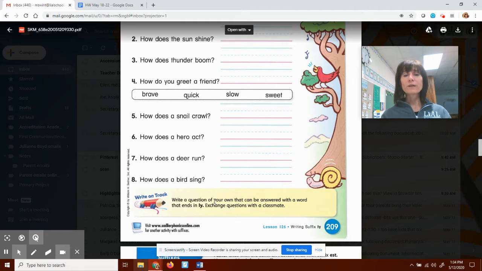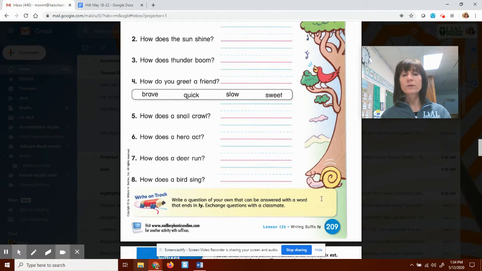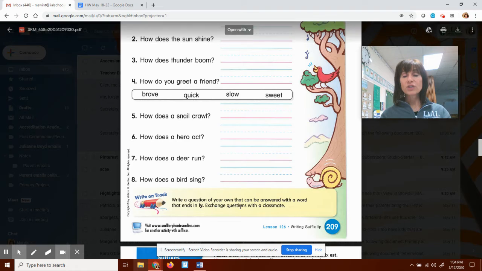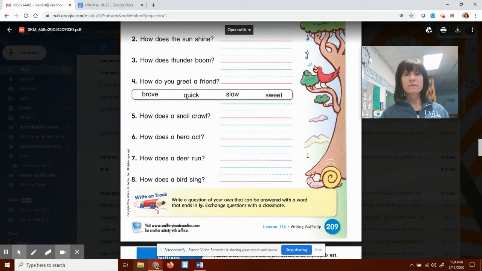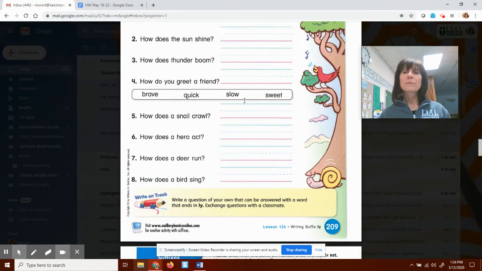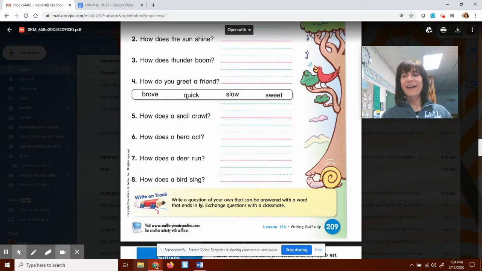On the bottom, it says, write a question of your own that could be answered with a word that ends in ly. Exchange questions with a classmate. You're not going to be exchanging any questions there, but if you want to extend yourself, you could simply think of a word such as, let's use one of these words, slowly. If I was writing slowly in a sentence asking a question, I may simply ask, do you do your work slowly or quickly? Question mark. So see what you can do with that.